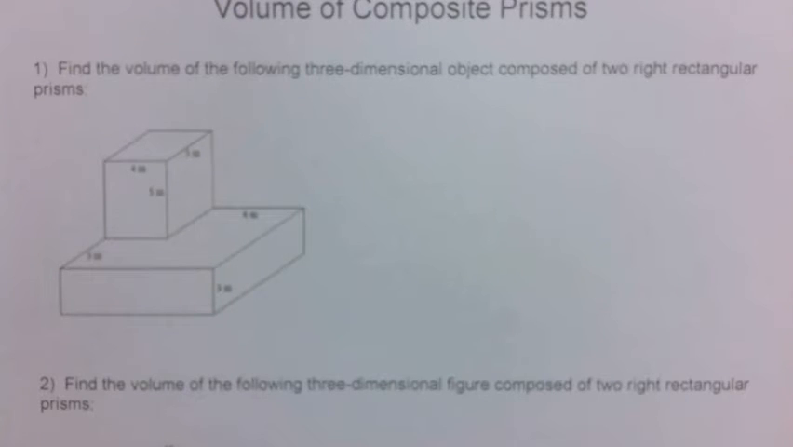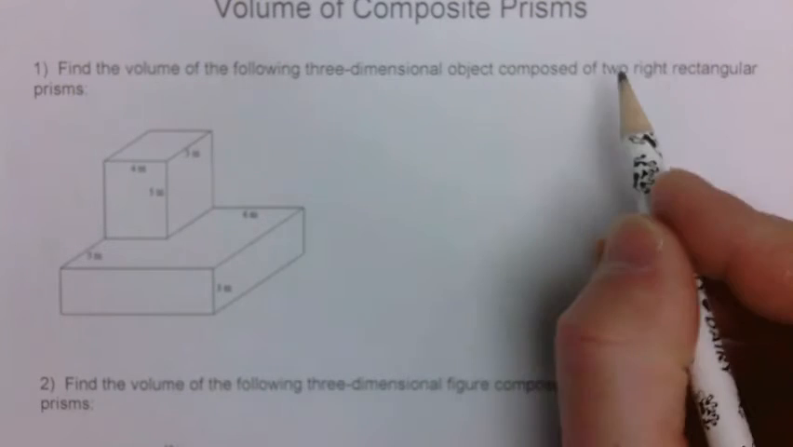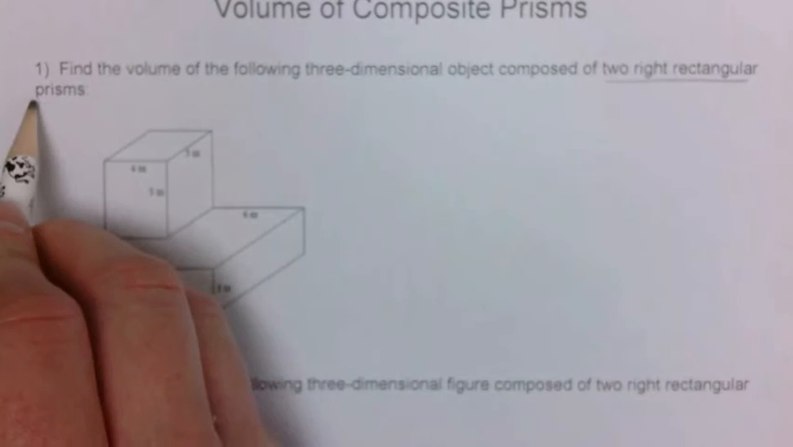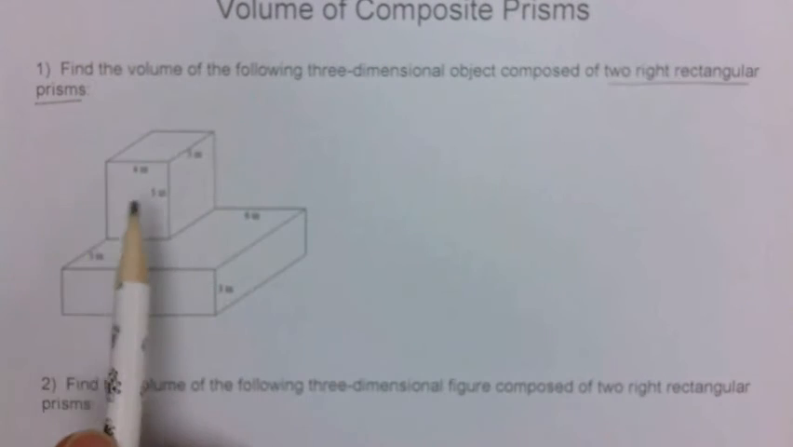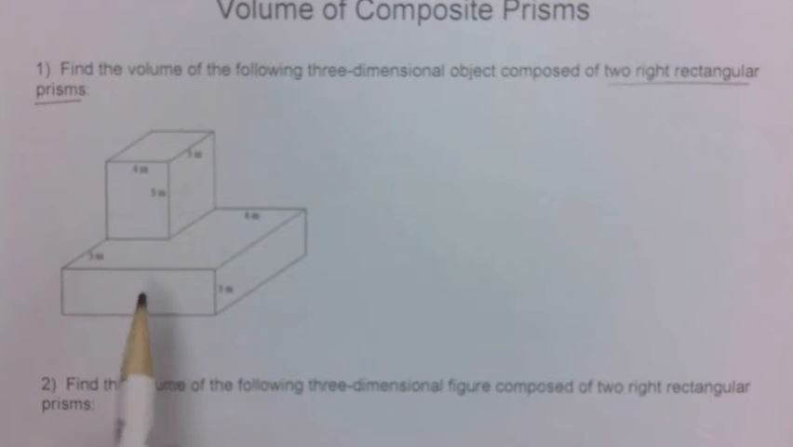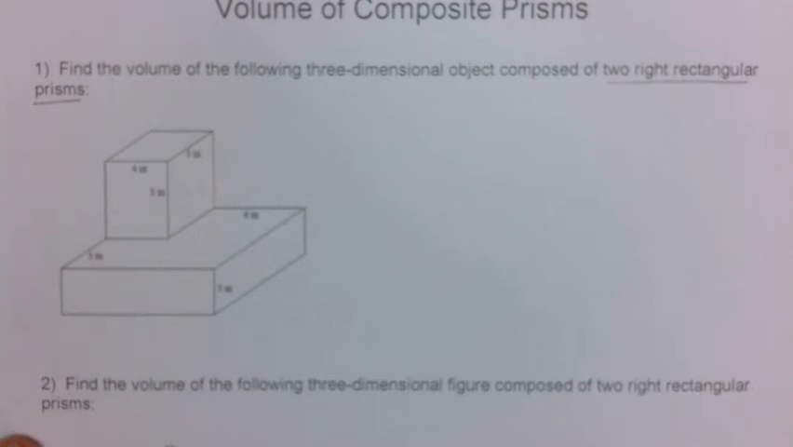In the next part of our lesson, we're going to look at the volume of composite prisms. Remember that volume deals with the amount of space on the inside. Our first example says to find the volume of the following 3-dimensional object composed of 2 right rectangular prisms. Okay, we can see here we've got a smaller rectangular prism stacked on top of this larger rectangular prism. We need to find the volume.